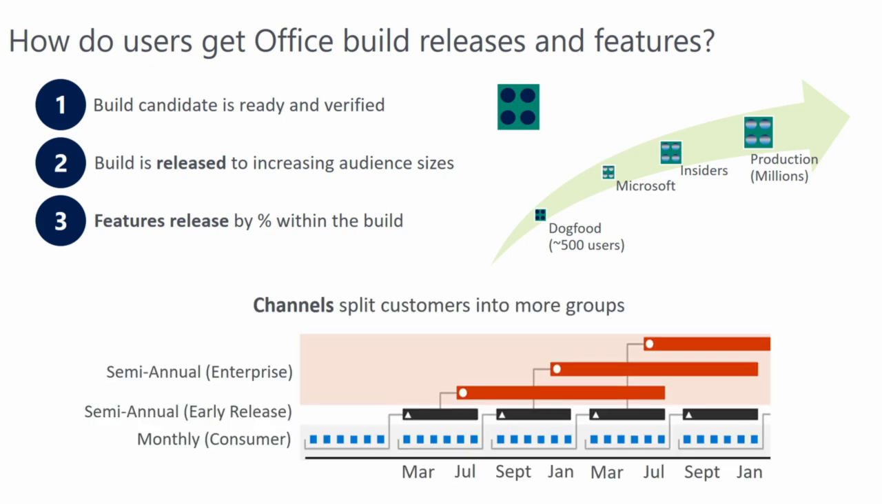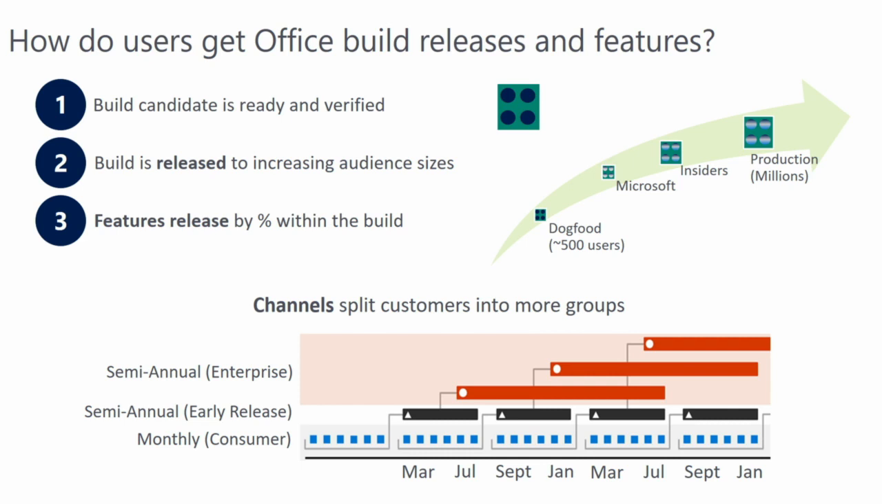Just to make things more complicated, we also split our user base into different channels. So we have our monthly channel. It's mainly consumers. These people are your mom and dad and yourself maybe who've bought your PC at Costco and have Office on it. You'll get updates every month through the monthly consumer channel.